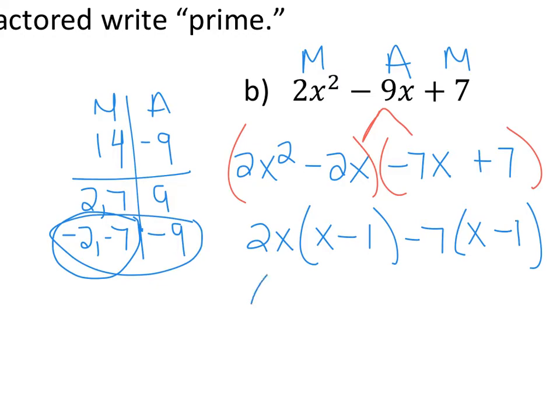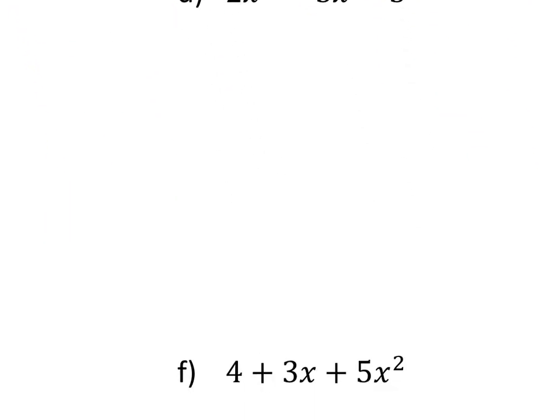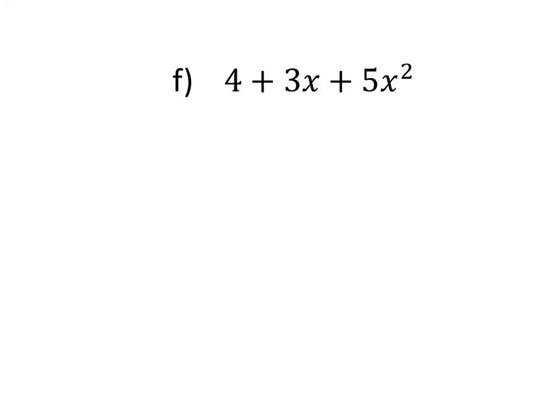Leaving my factored form as x minus 1 times 2x minus 7. Again, you can write it the other way, 2x minus 7 times x minus 1, because multiplication is commutative. Let's jump down to f. Okay, I need it in standard form.